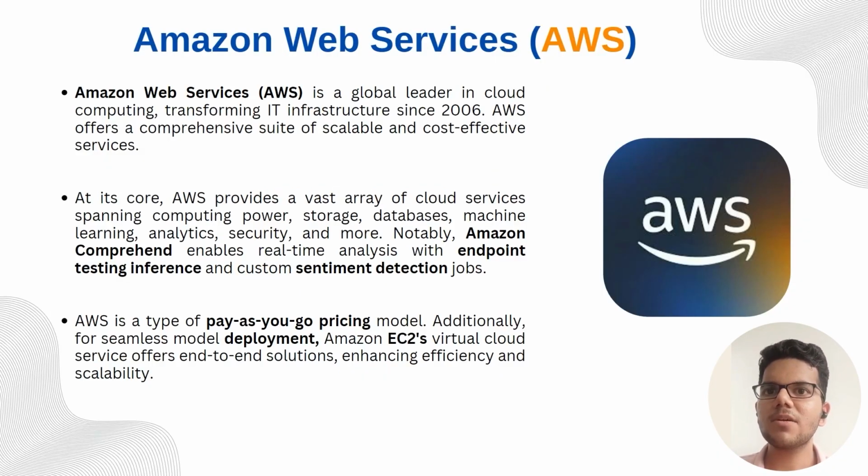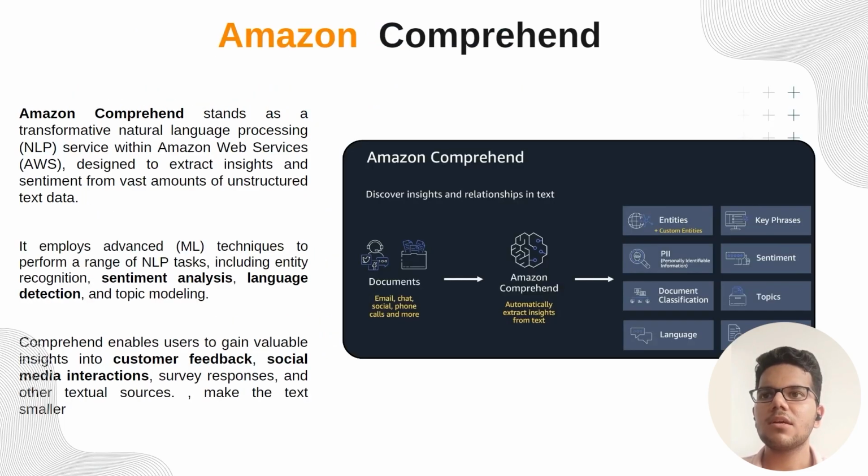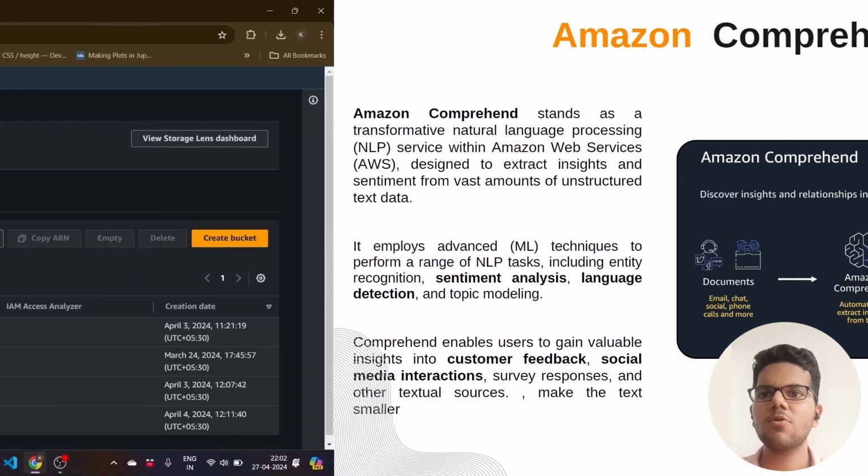Amazon Web Services is a global leader, as you can see, and it has a pay-as-you-go pricing model with seamless model deployment and can be used for custom model sentiment detection and other ML services. Amazon Comprehend is used for sentiment analysis and language detection, as we will see in a real-time live demo of the same thing. Now let's move on with the live demo.